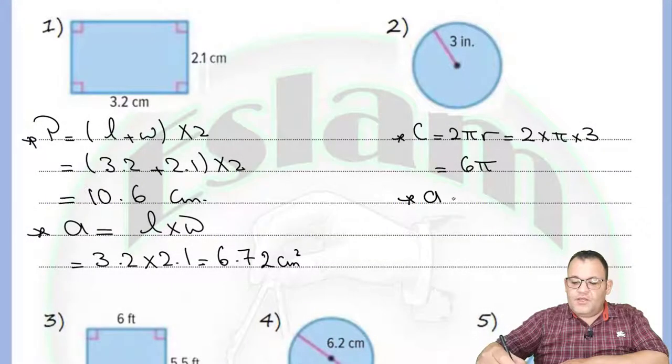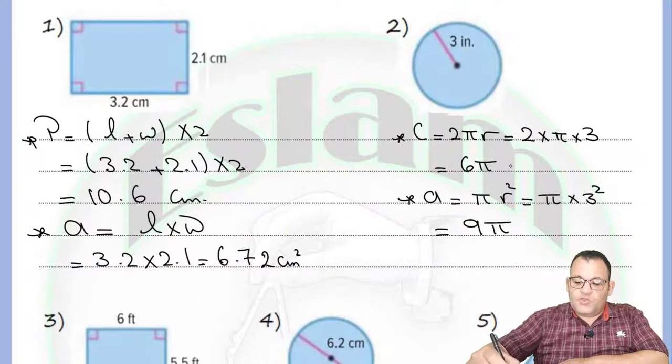Now we need to find the area. The area of the circle equals pi r to the power 2. So pi multiplied by r, which equals 3, to the power 2. So the answer now would be 9 pi. For the first one the unit will be inch, the circumference is inch, and the area is squared inch.